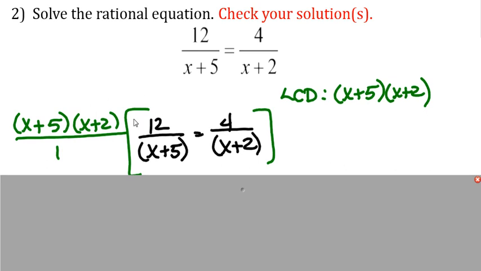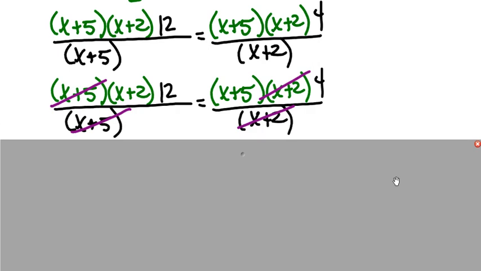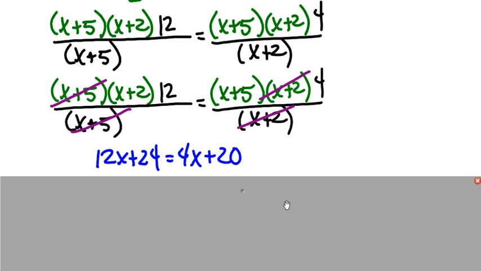So again, remember, numerators get multiplied, denominators get multiplied. So here's what we'd have on the left-hand side. Here's what's on the right-hand side. At this point, again, we're looking to see what they have in common that we can divide out: x + 5, x + 2. So here on the left, we're left with 12 times (x + 2), which would be 12x + 24. On the right, we're left with 4 times (x + 5), which would be 4x + 20.